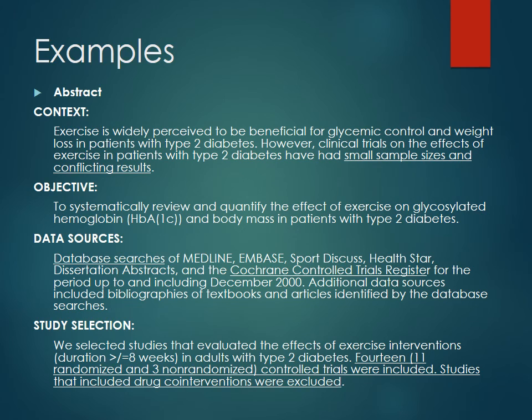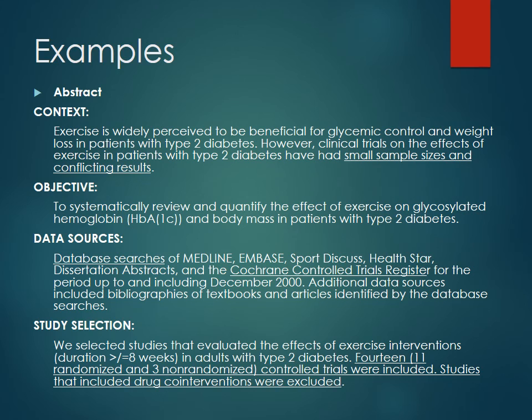Again, that's where a lot of those Cochrane reviews come from. And so they list out where their data sources are coming from. They list how they actually selected the studies. Here you can see that they selected studies evaluating the effects of exercise interventions with at least a duration of 8 weeks in adults with type 2 diabetes. So that's the studies they were looking for. They found that 11 randomized and 3 non-randomized controlled trials were included. Studies that included drug co-interventions were excluded.